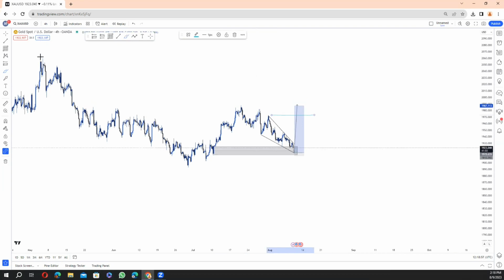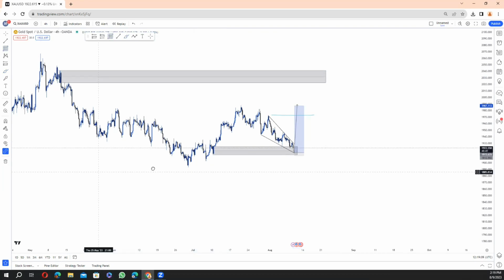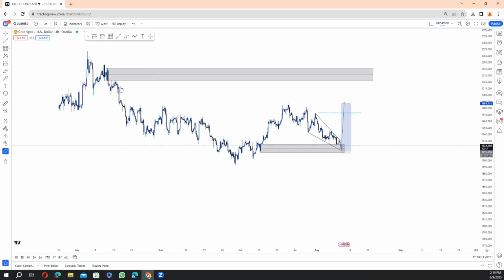But then our overall target will be up to this level here. Our overall target will be up to this level up here, right? We're going to be targeting this level. So yeah, that's our view on gold.